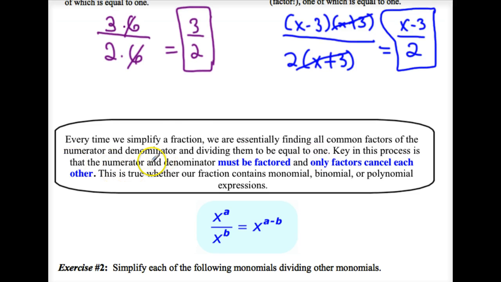Now it says every time we simplify a fraction, we are essentially finding all common factors of the numerator, my top number, and denominator, my bottom number, and dividing them to be equal to 1. The key process is that the numerator and denominator must be factored, and only factors can cancel each other, meaning here the 6 on top and the 6 at the bottom cancel, and the x plus 3 in the top and the x plus 3 in the bottom cancel as well. This is true whether our fraction contains a monomial, binomial, or any polynomial expressions.